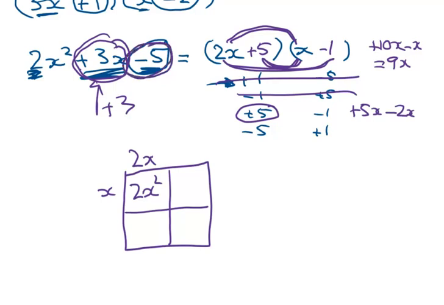Now in here, we know that we want to have -5 here. So we're looking for factors of 5. So we're going to do 5 and 1. So x times 5 will give me 5x. And 2x times 1 will give me 2x. In here, we want that 5x to be the plus, and we want this to be the minus. So we're going to make this -1 and leave this as +5.